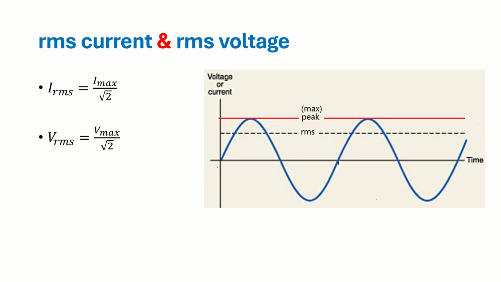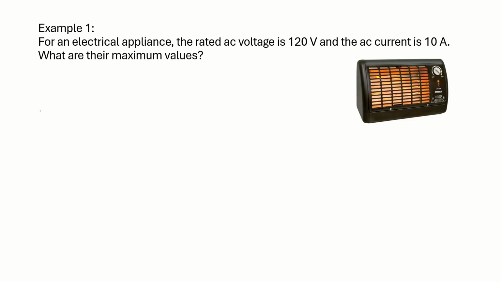There is one simple relation between the RMS values and the peak values, that is the maximum values. I RMS equal to I max over root 2, V RMS equal to V max over root 2. Very simple. Let us do a problem on the RMS and the maximum values. For an electrical appliance, the rated AC voltage, remember AC voltage means the RMS voltage, is given as 120 volt and the AC current, this is the RMS value, 10 ampere. What are their maximum values?